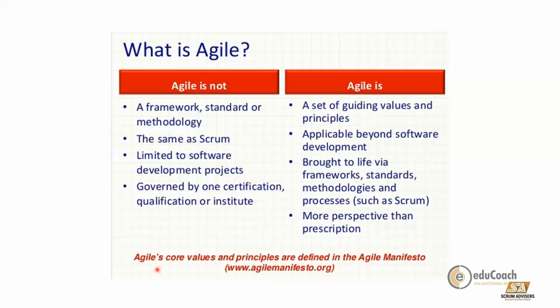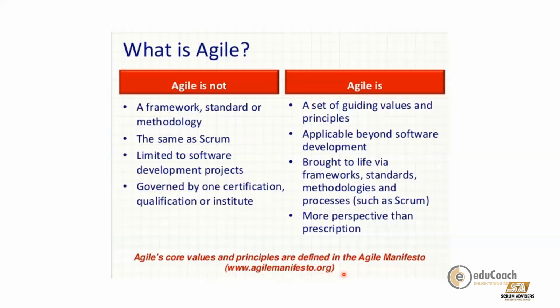Agile's core values and principles are defined in the Agile Manifesto. You are encouraged to go and have a look at it at agilemanifesto.org, where the values and principles are all defined. It's a good thing to know, because most of our IT companies these days have embraced Agile in some manner or other. So go ahead and have a look at the Agile Manifesto, available at agilemanifesto.org.